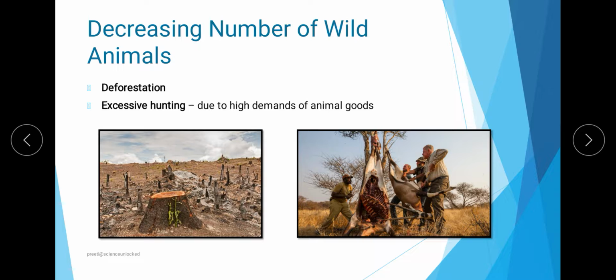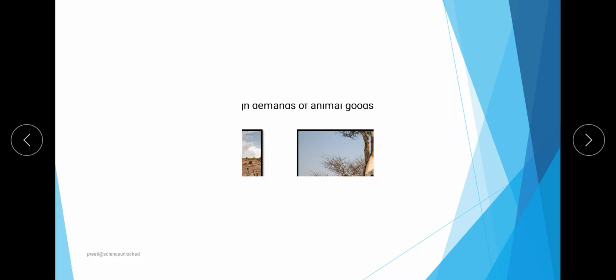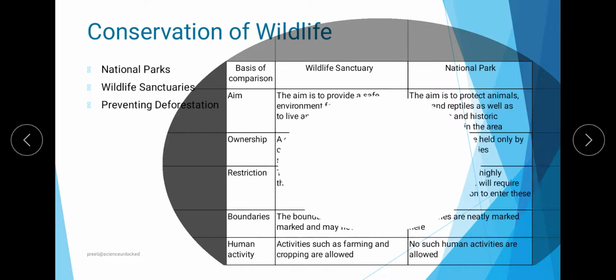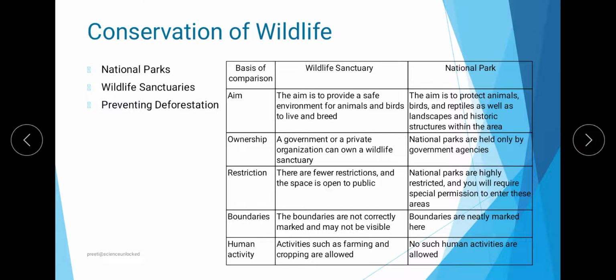So how can we change this? By creating awareness. And how will the awareness be created? With the help of the government and with our involvement in the preservation or conservation process of wildlife. For this work, the government has come up with the concept of wildlife sanctuaries and national parks, where they protect the animals, keeping certain considerations in mind.